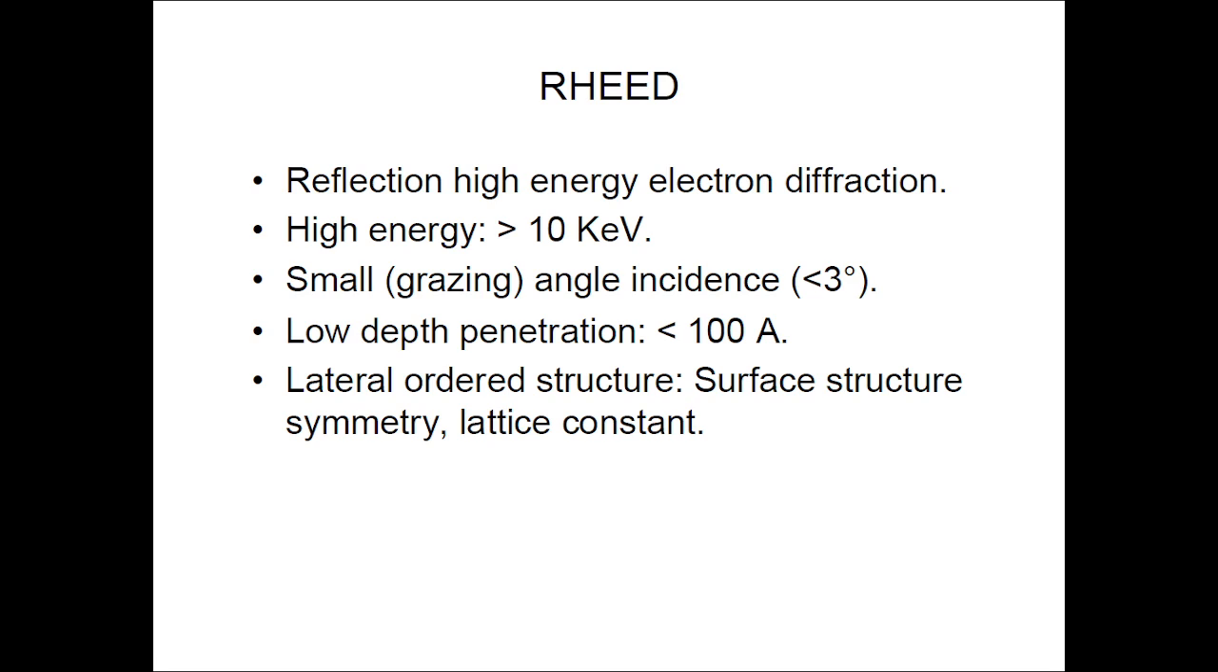Okay, it uses high energy electrons of greater than 10 kilo electron volt, which are passing over the material or the films that is formed there at a small angle of incidence. We call it grazing incidence. Small angle we call it grazing. So it is less than 3 degree angle, so that you will be getting the thickness of the proper films. So low depth penetration will be less than 100 angstrom, and lateral ordered structure, surface structure symmetry and lattice constant, RHEED helps us identify all these.